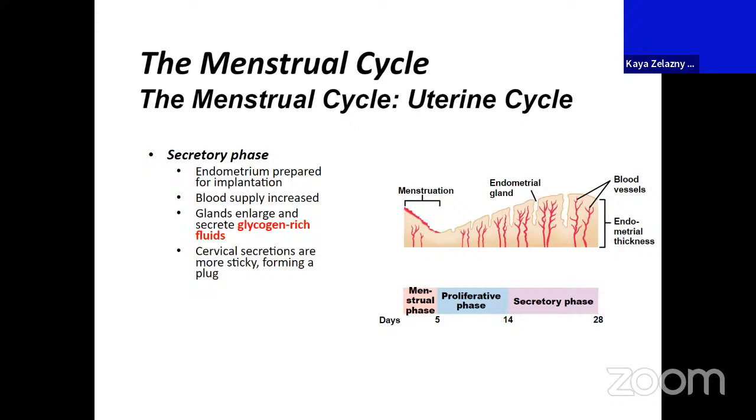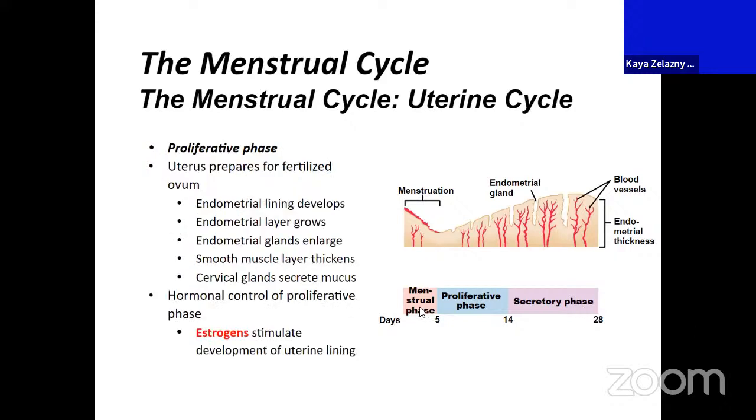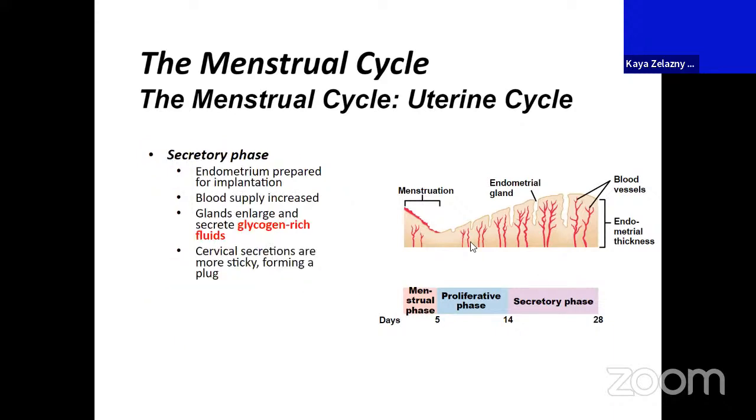At the same time, in the cervix, before, we were creating a thinner cervical mucus. The mucus that we secrete during the proliferative phase before ovulation is thin and conducive to sperm swimming through it. Whereas during the secretory phase, now that we're nearing the end of this cycle, fertilization either happened or didn't happen. So what we're going to do is try to close the door to the uterus on the off chance we do have a fertilized egg implant.